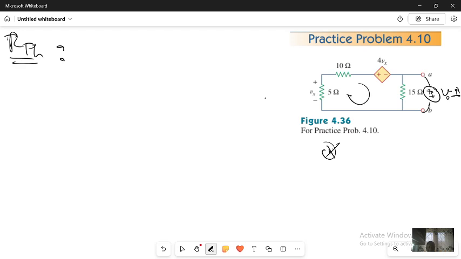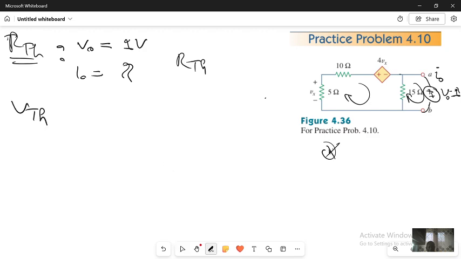After that, you use mesh analysis to determine I0. I introduce V0 equal 1 volt. Now I have to find I0. If I found I0, I directly determine RTh. Now, if I want to find VTh, it is the voltage across this one, since no current will pass here. So it is the voltage across this one. You use mesh analysis again to determine V.